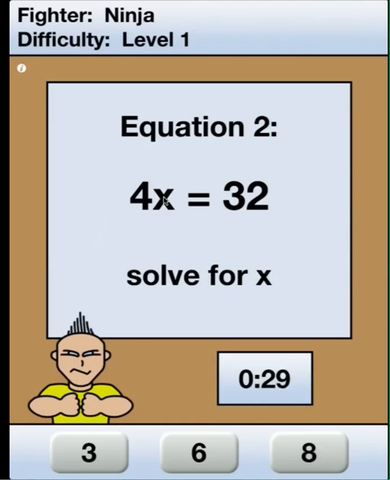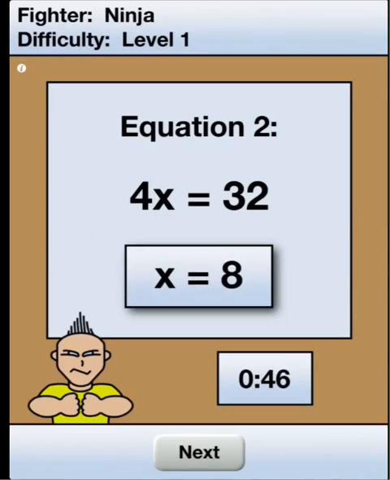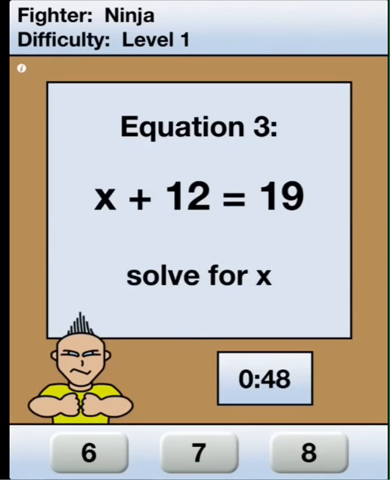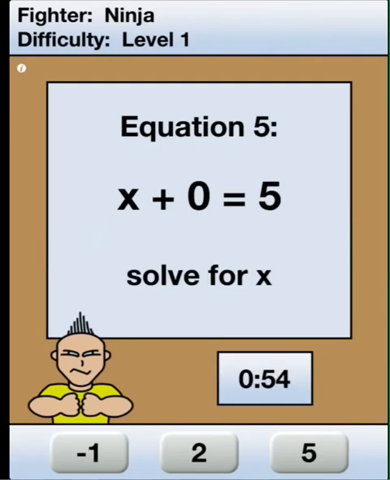So 4 times what equals 42? Well, you can do it 2 ways. You can figure it out by saying 4 times 8 is 32, or you can go 4 times 3, and no, that's 12. 4 sixes are 24, so it must be 8. So there's a slower method, but it works, and the answer is 8. Next. Okay, what plus 12 is 19? 7. Next. 9. Next. And 5 plus 0.